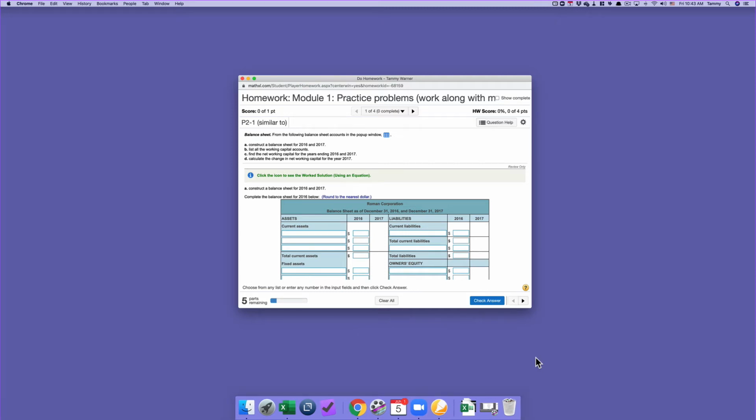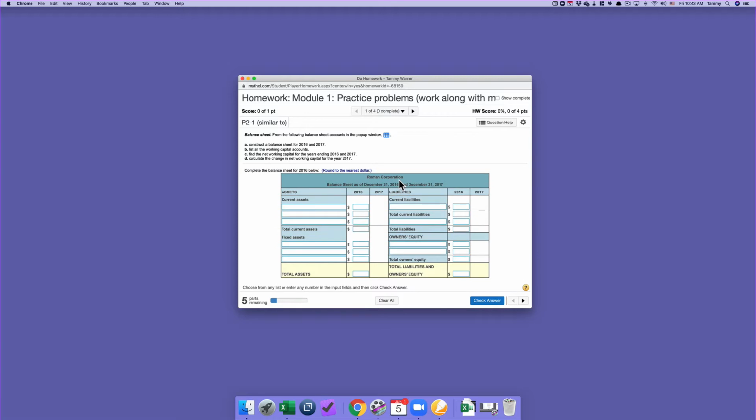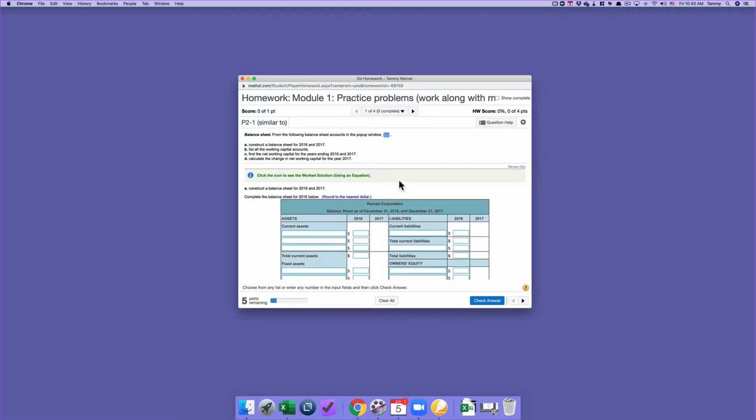I'm going to show you basically examples of the exact same homework that you're going to be doing for credit. And so here we are in the MyLab homework interface, and what they're asking you to do here is construct a balance sheet. And they give you a blank for the balance sheet, but guess what?